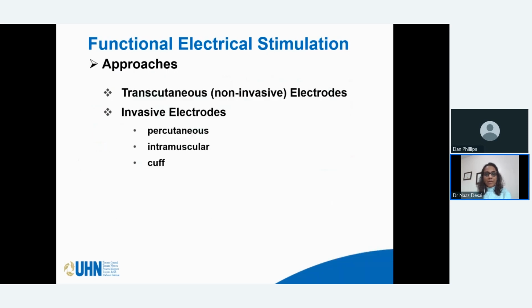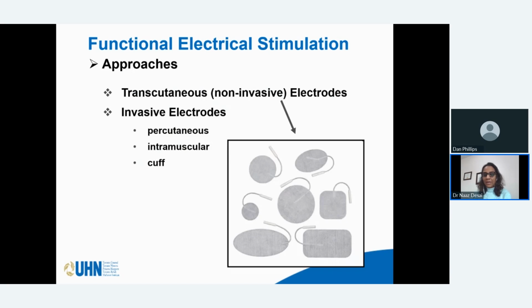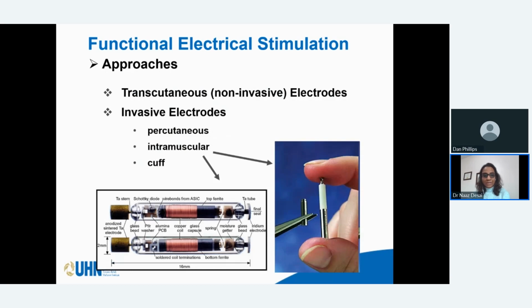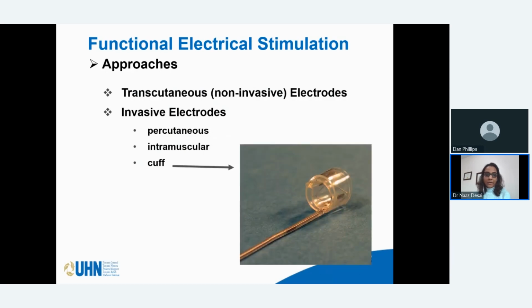Now, there are two main approaches to functional electrical stimulation. It can either be applied transcutaneously, and this is done typically using self-adhesive gel electrodes. There are many other types that are available as well, but basically these are non-invasive in nature. The other application is invasive electrodes, and this can be in various forms. So we can be using percutaneous wire electrodes, they can be intramuscular electrodes, or they can be cuff electrodes, which typically go around the nerve.